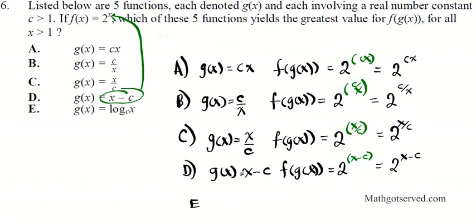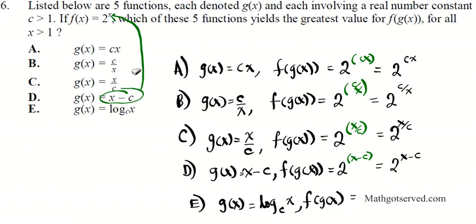So option E, g of x is log base c of x. So f of g of x, let me put commas here so that you don't get confused. All right. So f of g of x is going to be what you get when you plug in log base c of x into x. Okay? When I plug this business right here into the power, that's what I'll get as my f of g of x. All right? So that's going to be, instead of 2 to the x, we're going to have 2 to the log base c of x.